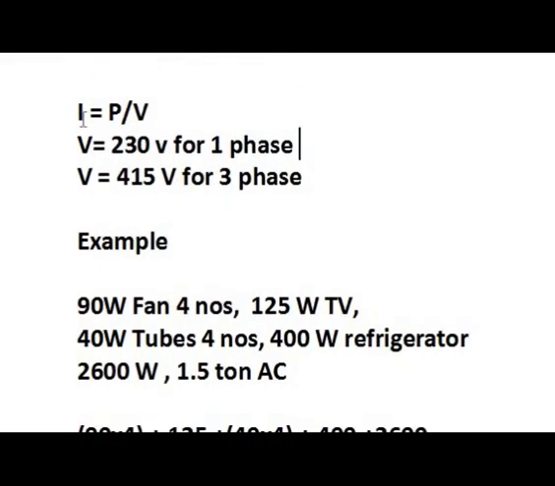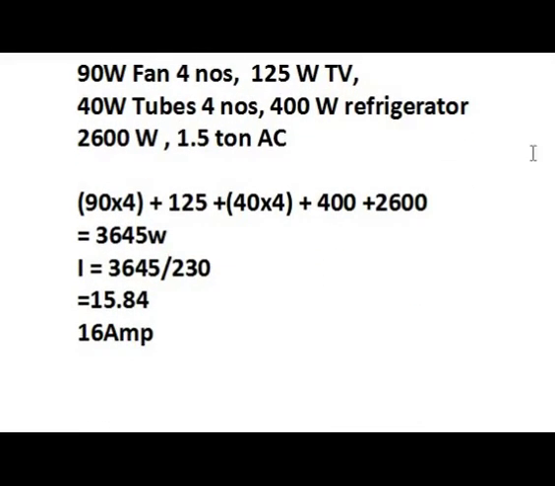We will put this in our equation. I is equal to P divided by V. Here we now know P is 3645 watt and our standard line voltage is 230 volt. When we divide 3645 by 230, we will get 15.84 ampere. So approximately we require a 16 ampere MCB in this case. Here we used this calculation for single phase.